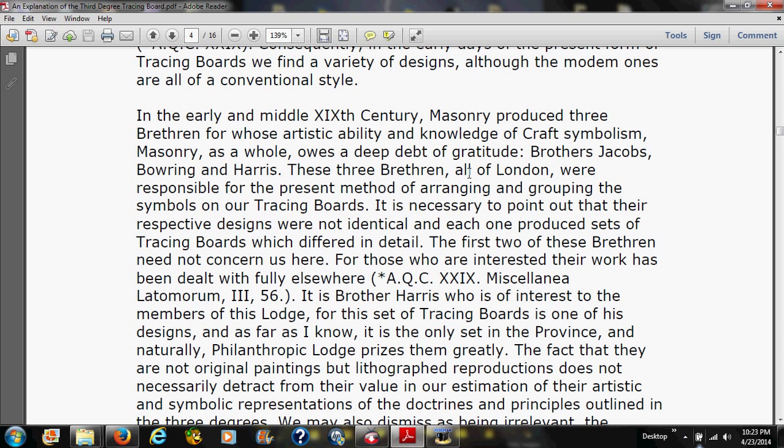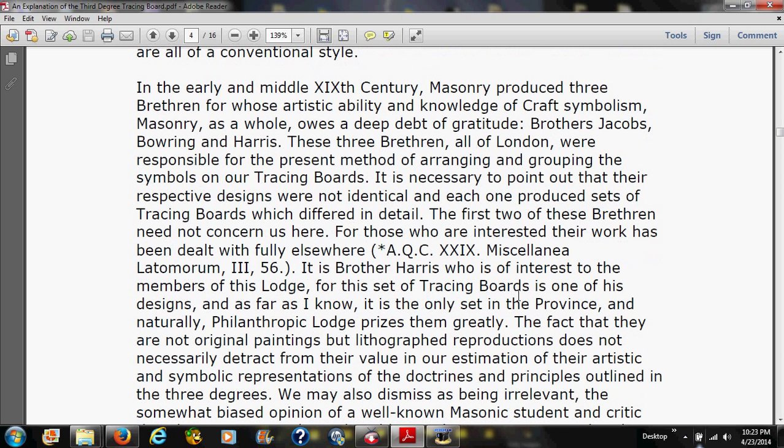The first two of these brethren need not concern us here, for their work has been dealt with fully elsewhere. And it lists that's the book right there, AQC, Miscellanea Latomorum, I guess, with a page number. It is Brother Harris who is of interest to the members of this lodge, for this set of tracing boards is one of his designs, and as far as I know, it is the only set in the province. And, naturally, Philanthropic Lodge prizes them greatly.